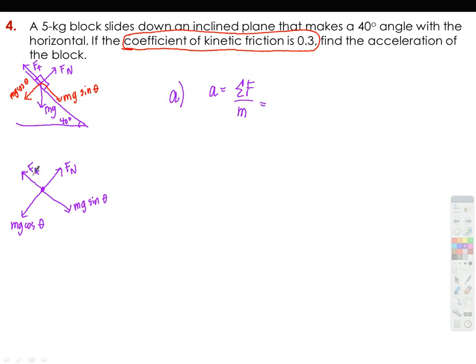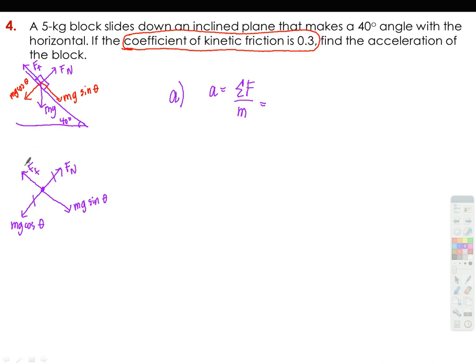But if you look at this one, it's accelerating downward. So it means our total net force is not zero here, but it's not accelerating up and down. So the total net force for vertical is zero. So this will cancel. This is exactly the same.